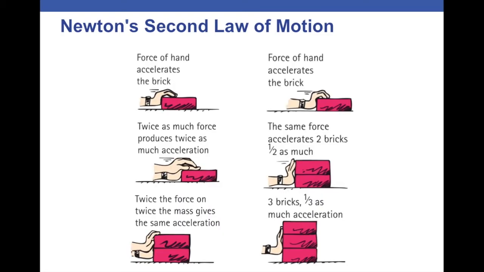Okay, so here we go. The force in the hand accelerates the brick. Twice as much force produces twice the acceleration. Twice the force on twice the mass gives you the same acceleration as that first scenario right there at the top left. Now let's look at another situation. The force of the hand accelerates the brick. The same force accelerates two bricks half as much. So if you double the mass, but you have the same force, then the acceleration is going to be half, because now you have all this mass to move.